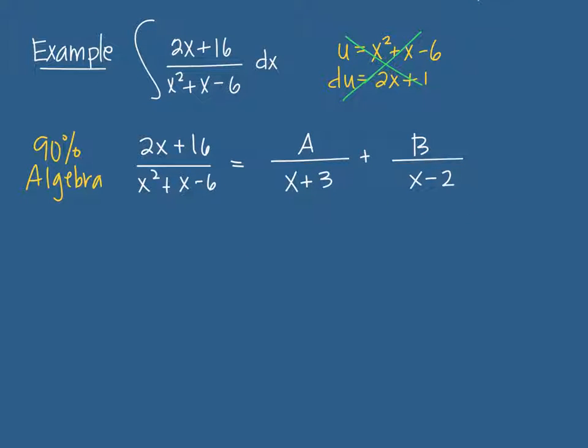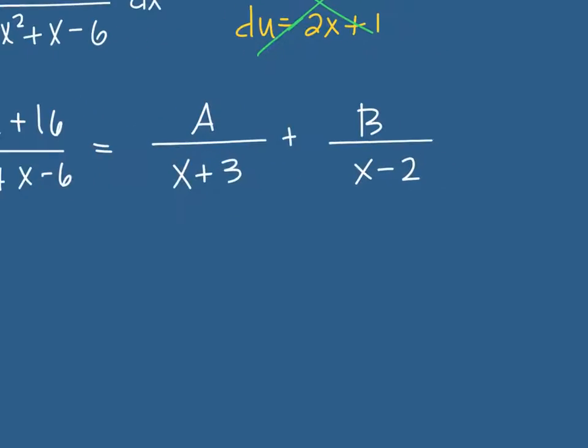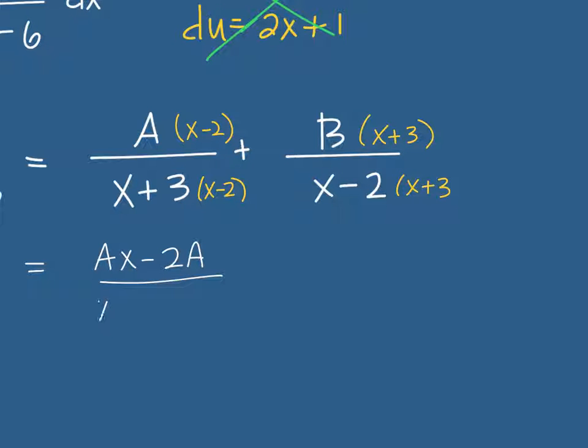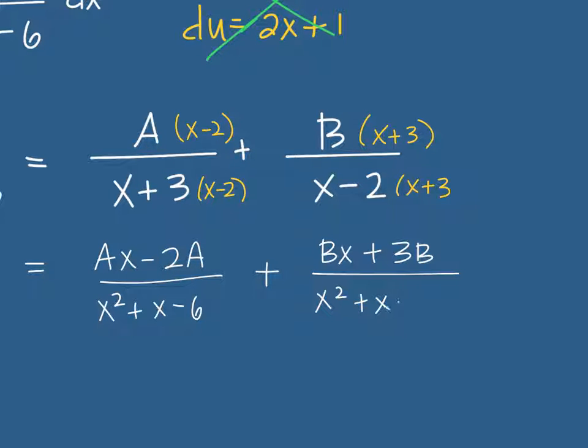So then you're going to perform partial fractions. You'll get the common denominator, you'll solve for A, you'll solve for B. This is where the 90% algebra comes in, where you get the common denominator. And so we're going to multiply A by x minus 2, and we'll multiply B by x plus 3. That's going to give me ax minus 2a over the denominator x squared plus x minus 6 plus bx plus 3b over the denominator x squared plus x minus 6.